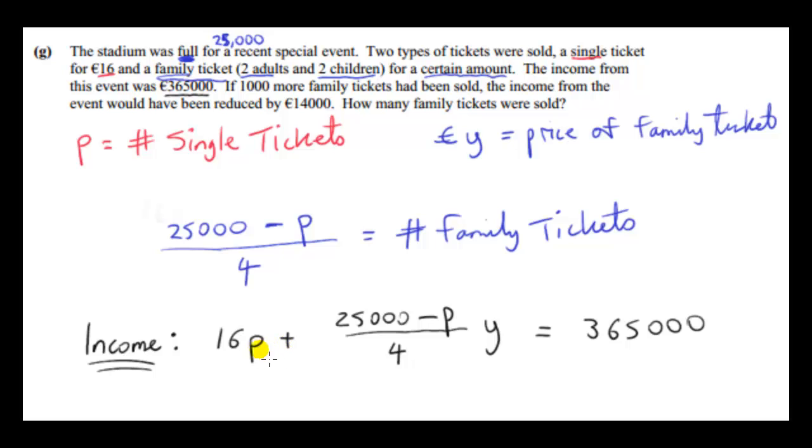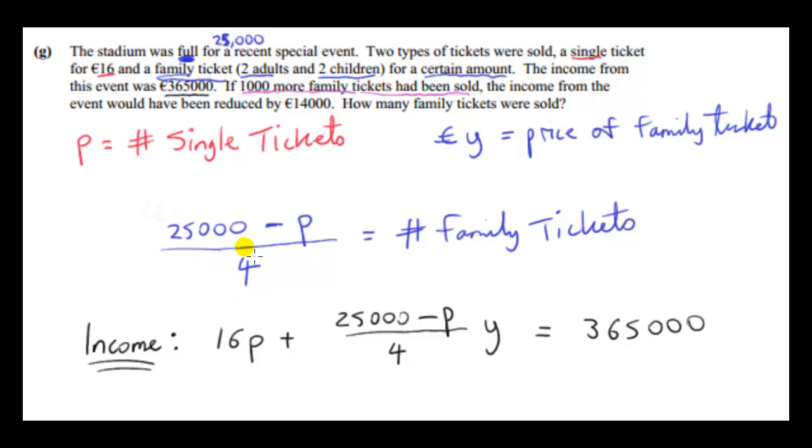You can see here that we have an equation with 2 unknowns, P and Y. So obviously we cannot solve this equation. We need some more information to find out what P and Y are. So the next part of the question gives us that extra information. If 1,000 more family tickets had been sold, how do we work that into an equation? 1,000 more family tickets had been sold. Well, we'd add 1,000 onto this expression here.